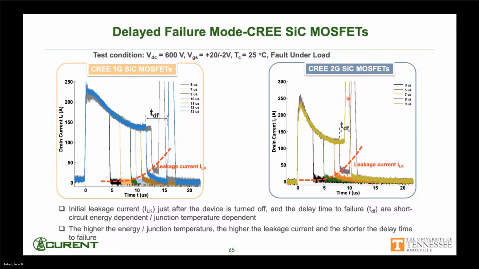Same thing here with the second generation, still had failures. Actually, the second generation devices failed even more quickly than the first generation. And that was because these devices were smaller. Their surface area is smaller, so they just had nowhere for this heat to go. And so that leakage current increased in even less time in these new devices.